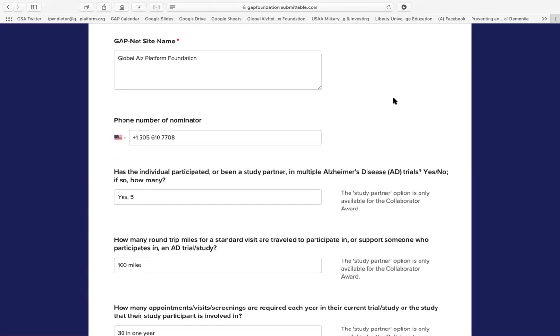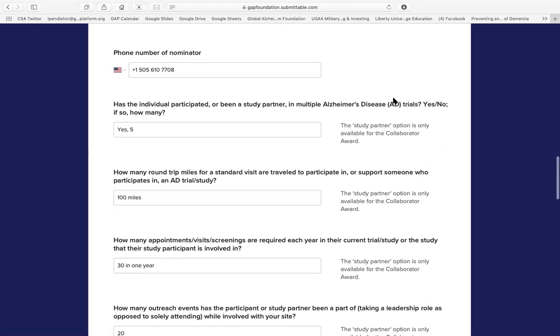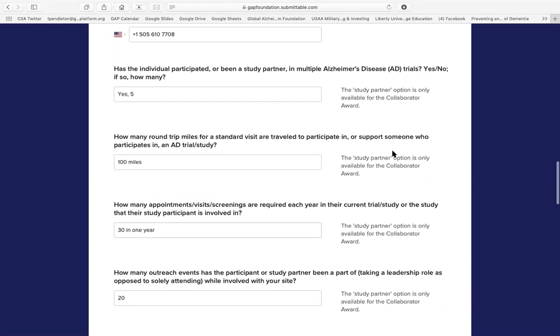You have the area for the GAP site name. Please enter exactly what you want your GAP site name to be throughout all of our documentation so that we have a clear understanding of how you want to be represented. We also have the phone number of the person nominating.